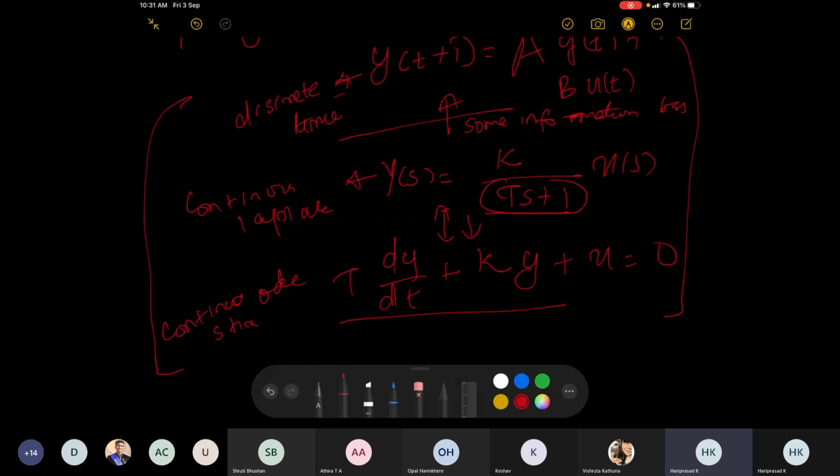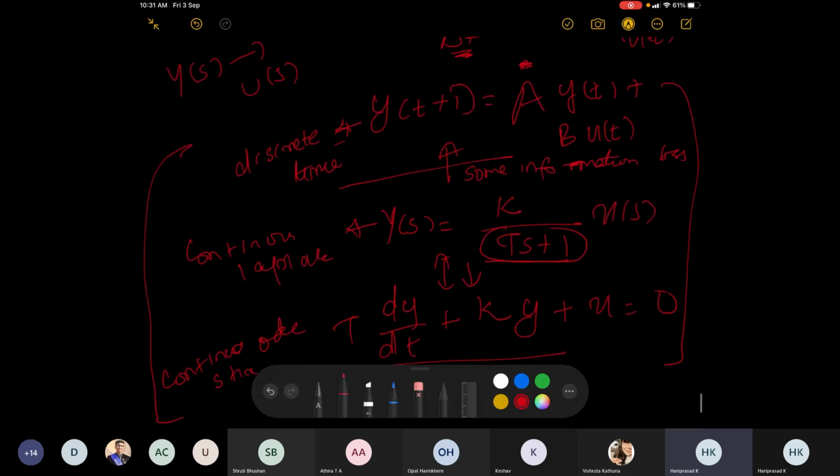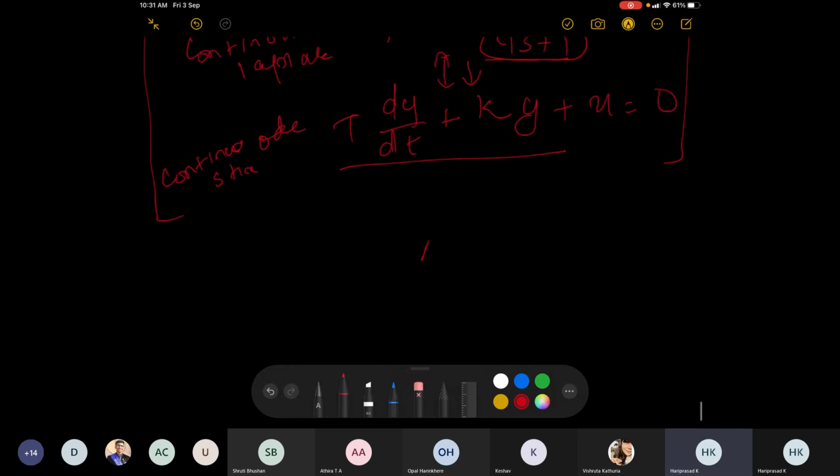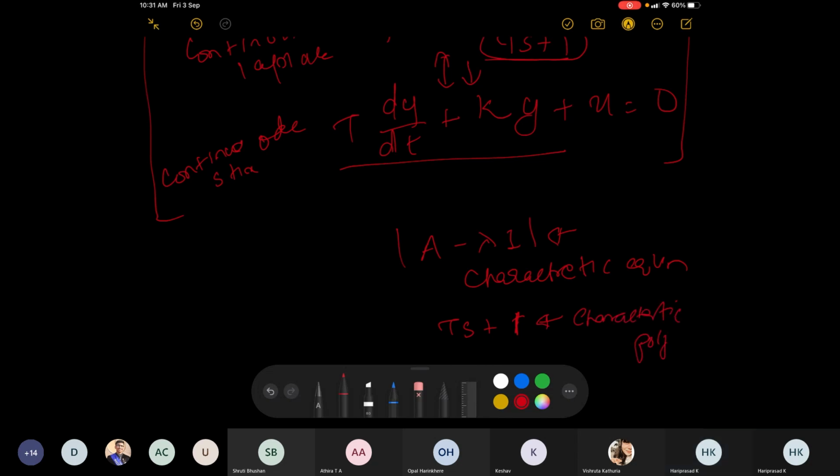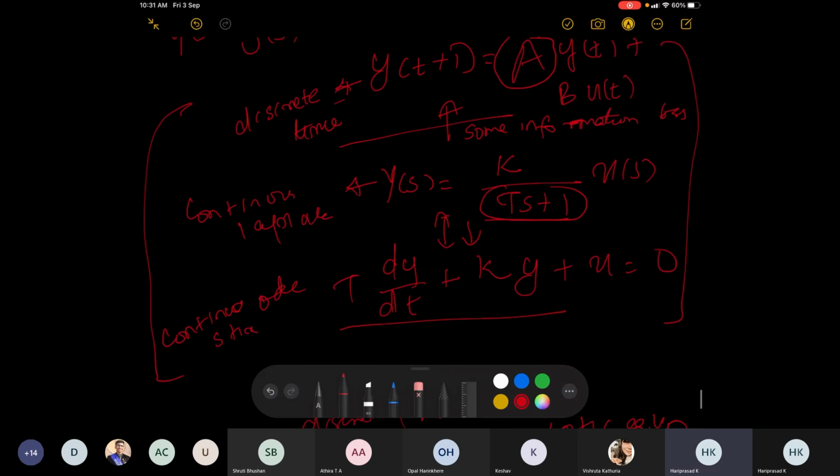So the denominator polynomial is the characteristic polynomial. In continuous time, if you look at the eigenvalues of A, how do you calculate them? A minus lambda I, this is the characteristic equation. While tau s plus 1 is your characteristic polynomial, everything is the same. So this is in the discrete time, and this is in the continuous time.